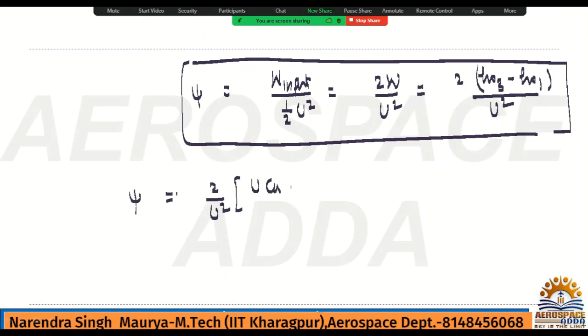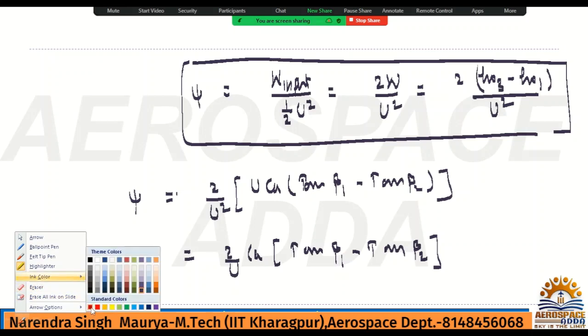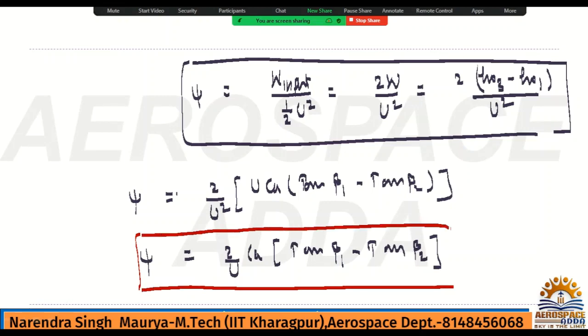In terms of beta, I want to write it as tan beta 1 minus tan beta 2. So if you check, this formula is also U is equal to 2 by UCA, tan beta 1 minus tan beta 2. Okay, so this is the formula. In all aspects I have written, so these are the performance parameters. Anytime a question is asked, you should be able to answer it.